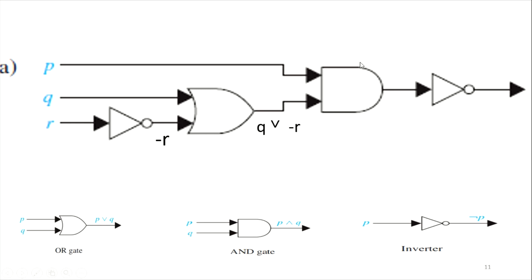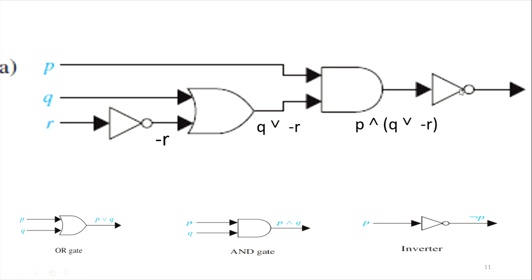Then this is an AND gate. We have two signals: P and this group. Since this is a group, we need to use parentheses. So this will become P and this group.